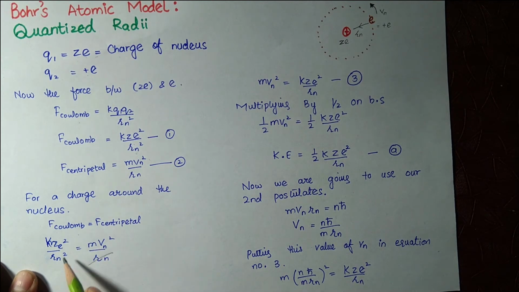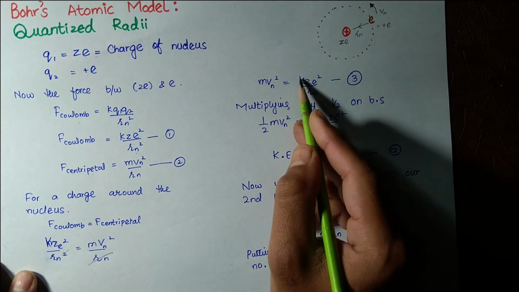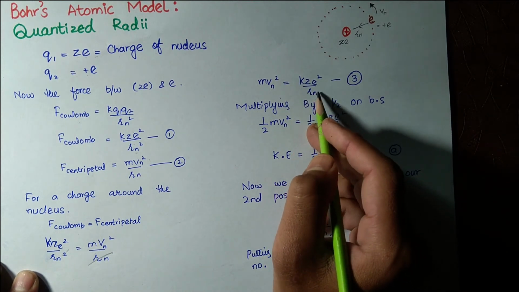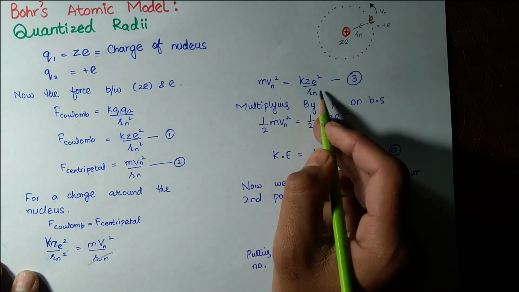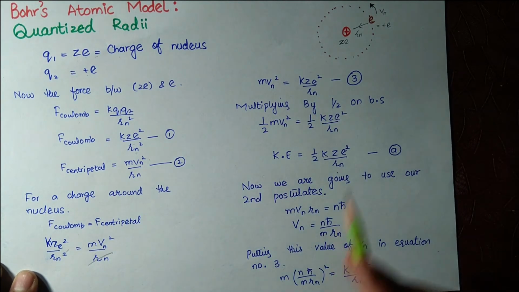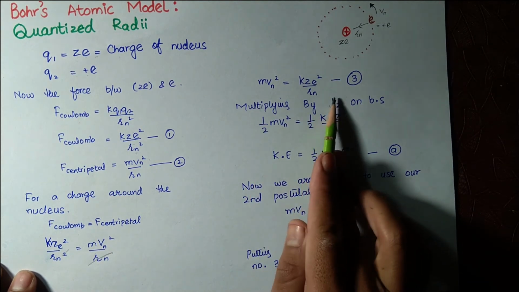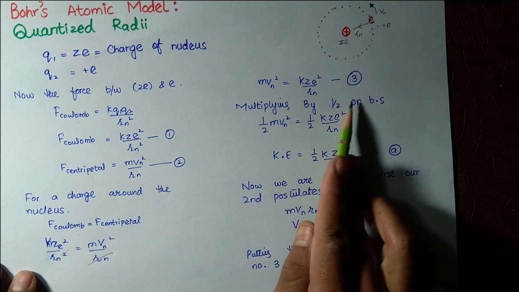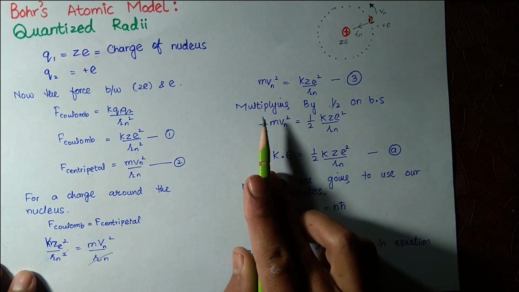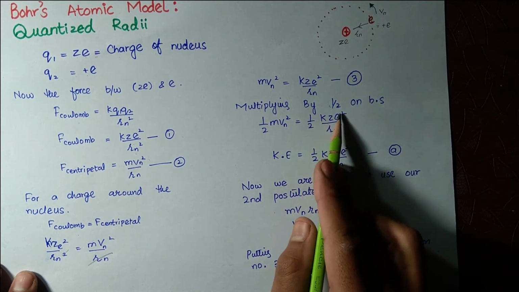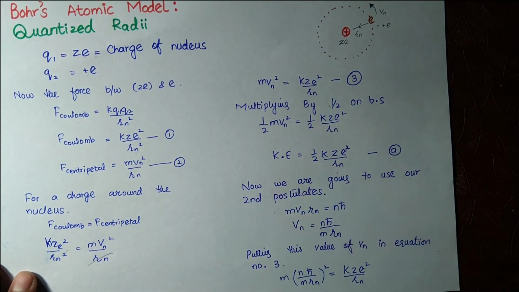This Rn will be cancelled out with this square, and mvn square is equal to kZe square over Rn. So this was equation number 1, 2, and this is equation number 3. Now we are multiplying equation 1 by half. You can say multiplying by half on both sides, then we have half of mvn square is equal to half of kZe square over Rn.